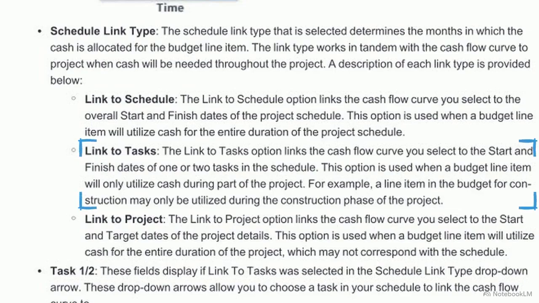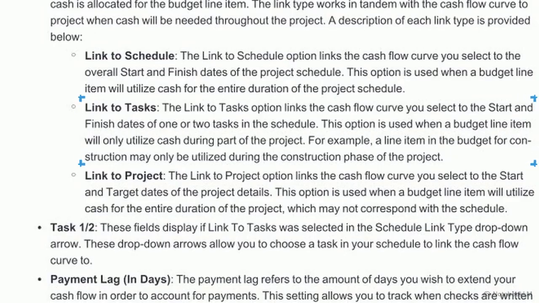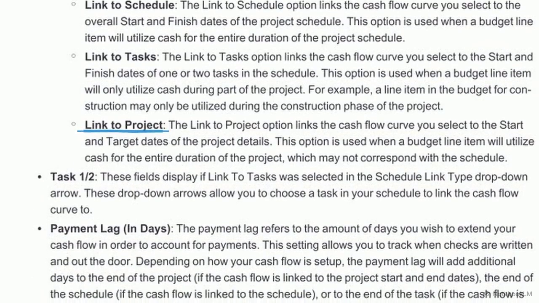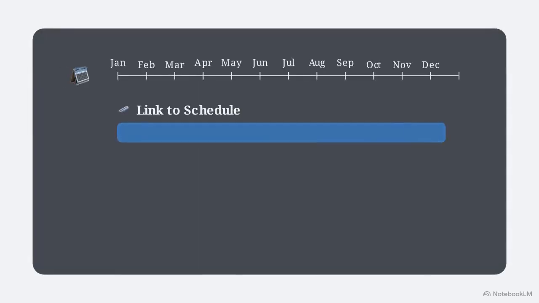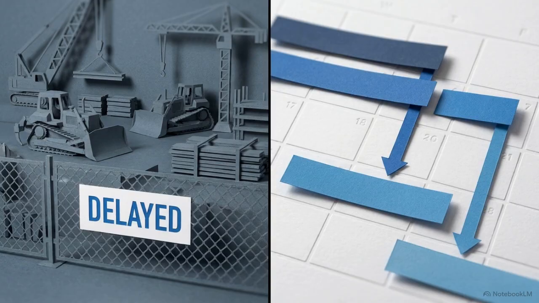By strictly tying a cost to the construction phase's start and finish dates, you prevent capital from being prematurely allocated during the design process. A third option, Link to Project, maps costs to overarching target dates that operate independently of the formal task schedule. Depending on the nature of the line item, these vastly different duration boundaries ensure capital is reserved strictly when required. By tethering a budget directly to the task schedule, any physical delay in the work automatically shifts the forecasted capital requirement, preserving accuracy.